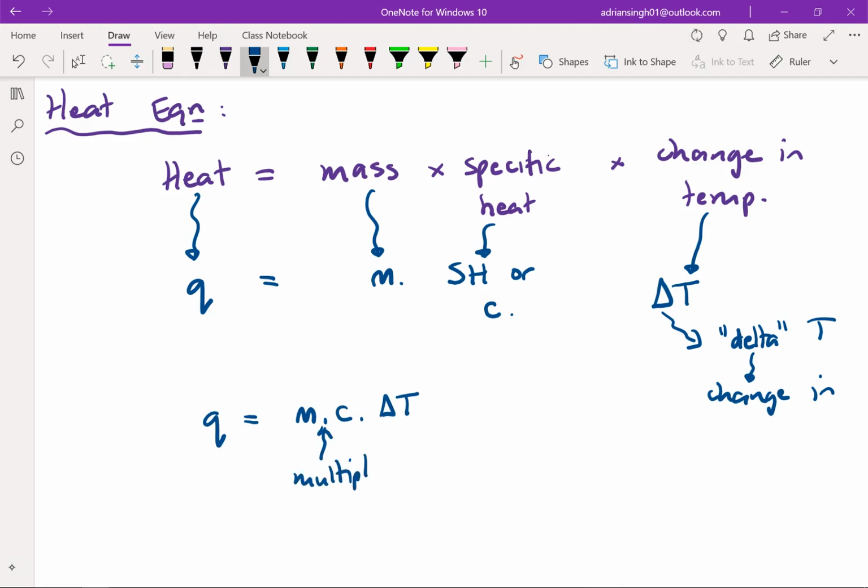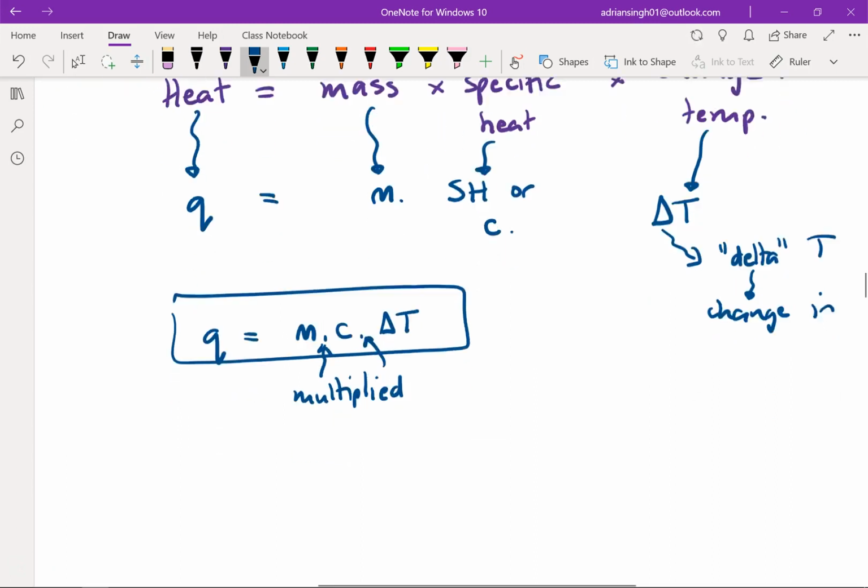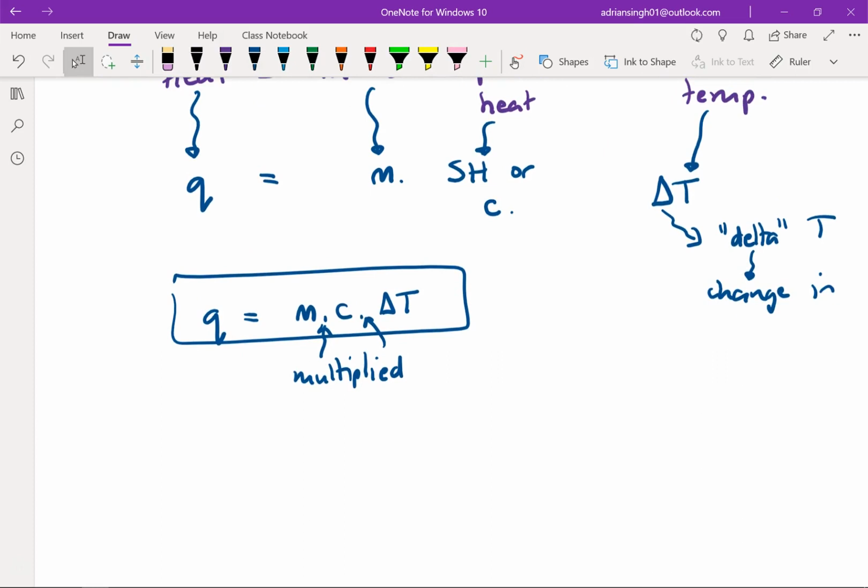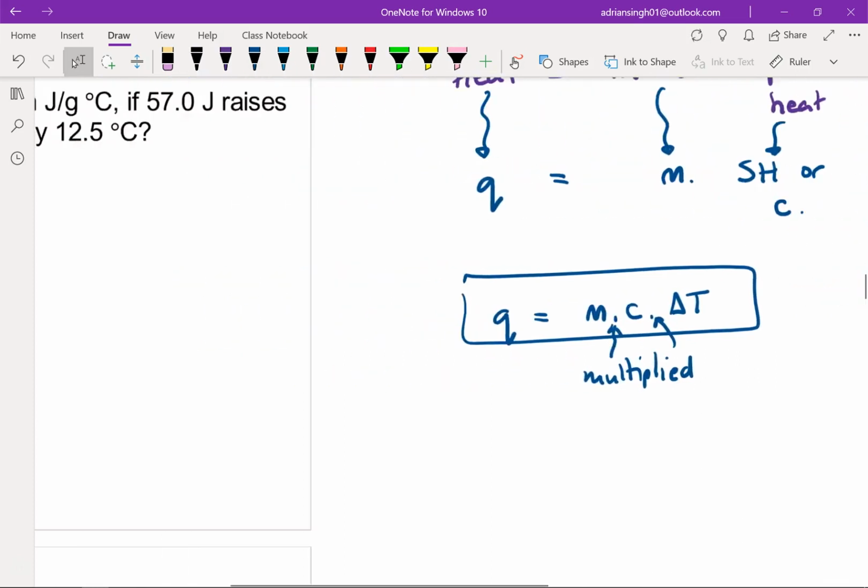That's a quick way by which we represent the multiplication. All right, so Q, which is the heat, is equal to the mass times the specific heat, C or SH, times delta T, which is the change in temperature.